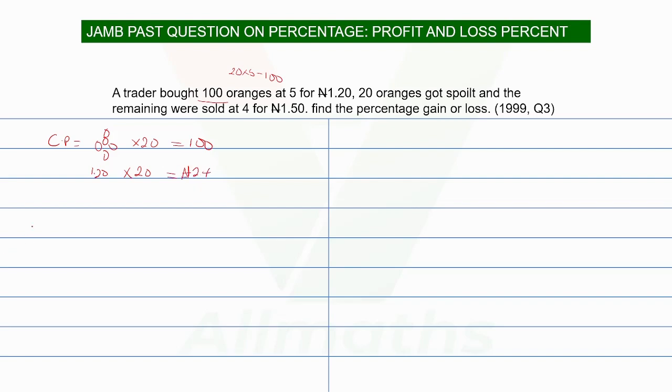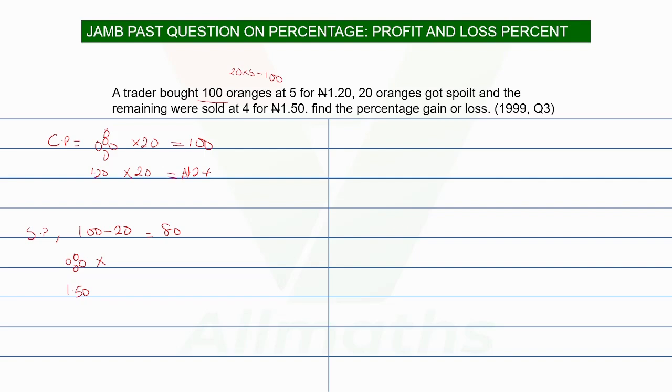Now, for the selling price, remember, out of these 100 oranges, 20 got spoiled, right? That means she's left with only 80 oranges. These 80 oranges, she sold them at 4 for 1 naira 50 kobo. That means she arranged her oranges in groups of 4. And each of those groups of 4, she sold for 1 naira 50 kobo.